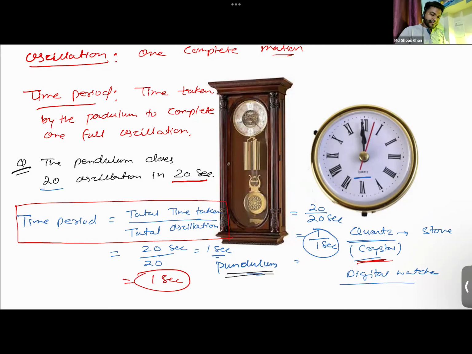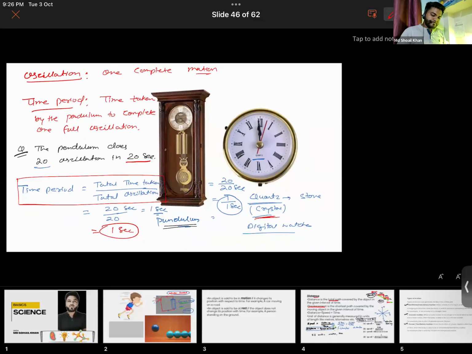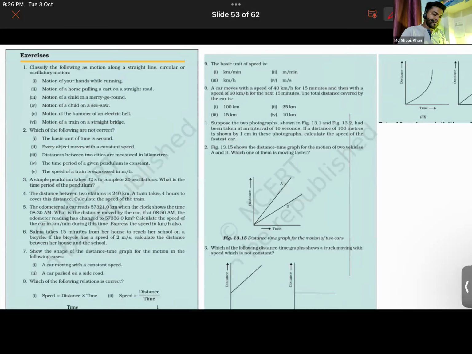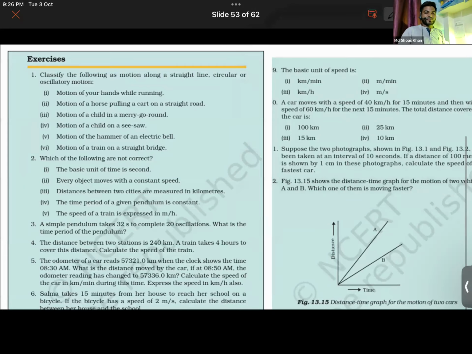Okay, now let's come to the exercise part of the chapter. Question number 1. Have a look at the questions. The ones in which you are having problems, do ask me. Others will be left to you. You guys have to solve them.